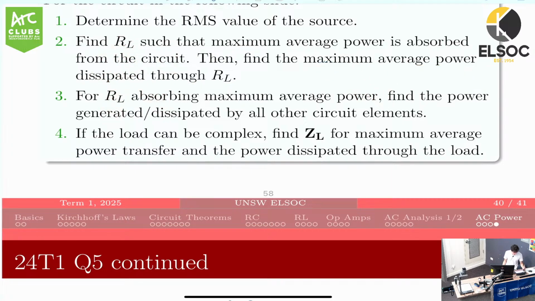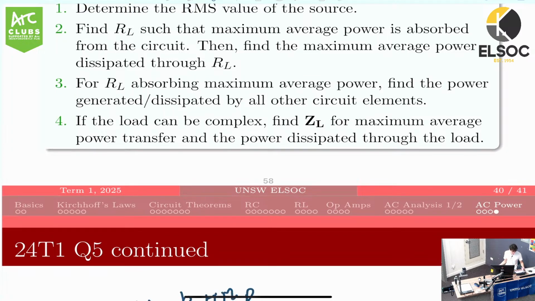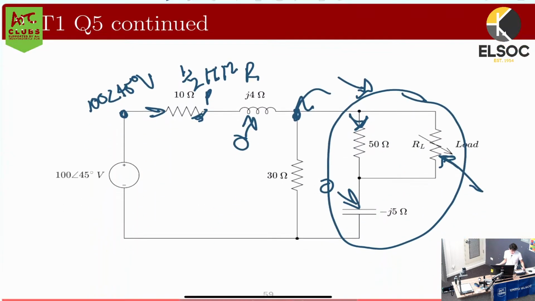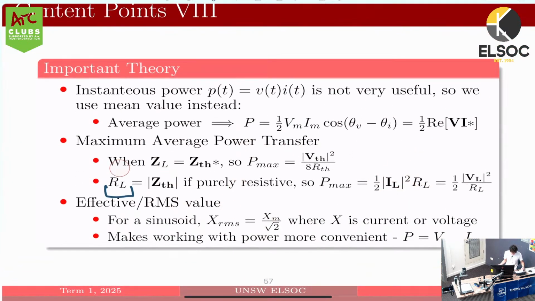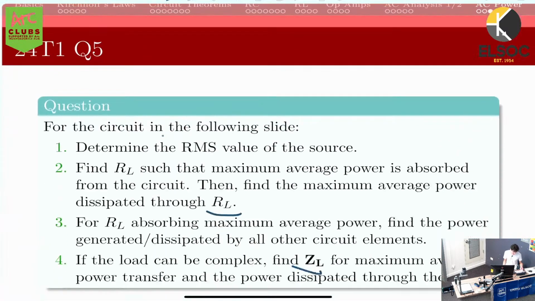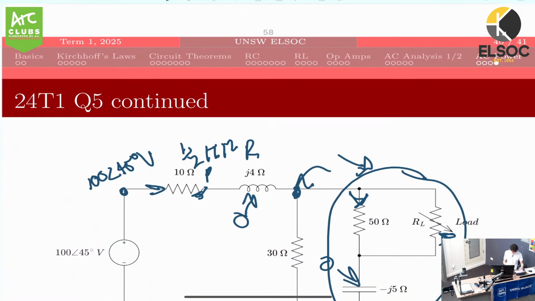And then for the fourth part, it's if the load can be complex. So if we're not working with RL anymore, we're working with ZL. So we're removing that restriction. What we can say is that we want to find the maximum average power transfer dissipated through the load. We know from our definitions, if I go back here, we know that if there's no restriction for ZL, then ZL will just become the conjugate of ZTH. So from part 2, we already found what ZTH is because we simplified the whole circuit.